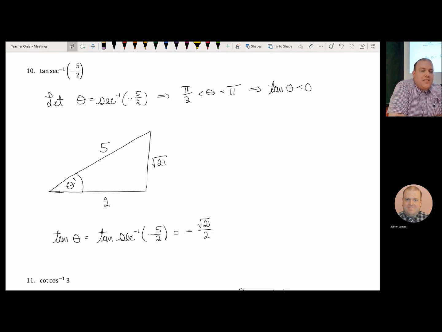Then you just have to note that secant has to be negative, or tangent has to be negative, because it's in quadrant 2 and tangent's negative there. So whatever you get as tangent for your reference angle, you multiply that by -1, and that's the tangent of the actual angle. That's how reference angles work.